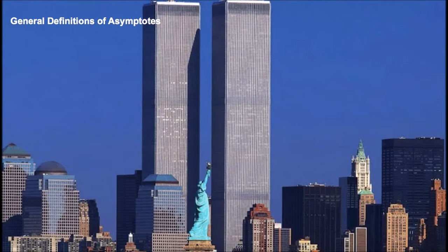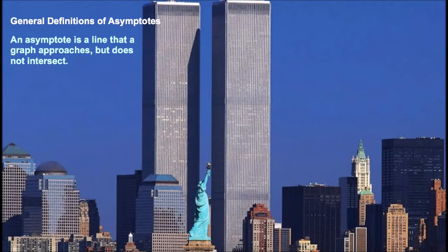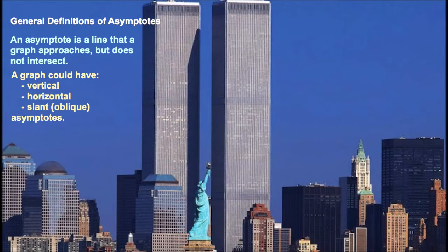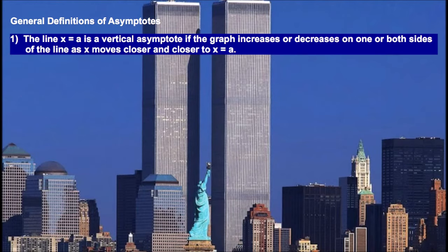General definitions of asymptotes. An asymptote is a line that a graph approaches but does not intersect. A graph could have vertical, horizontal, slant, or oblique asymptotes. 1. The line x equals a is a vertical asymptote if the graph increases or decreases on one or both sides of the line as x moves closer and closer to x equals a.